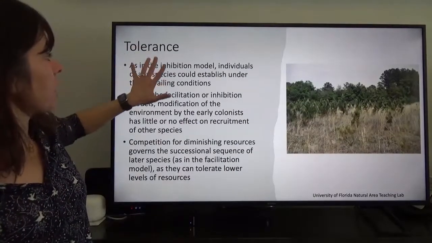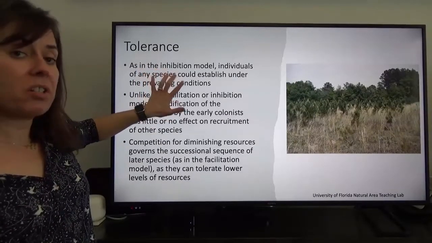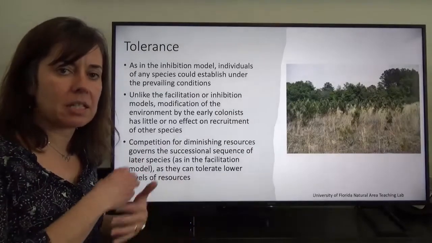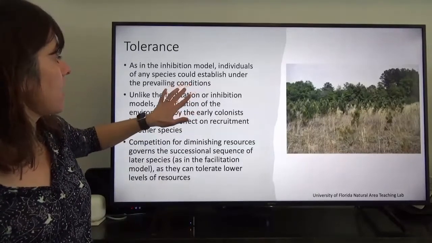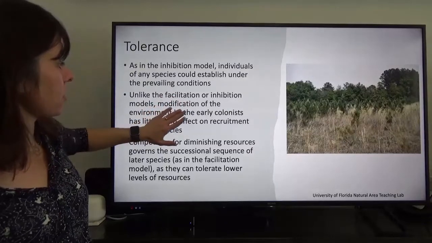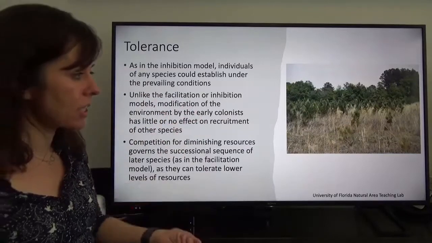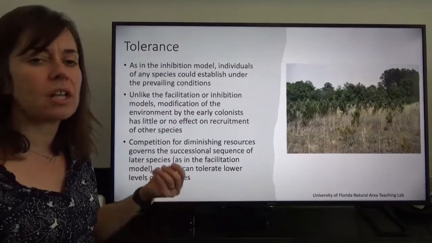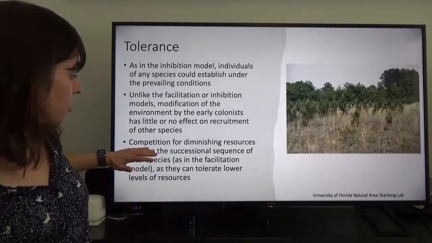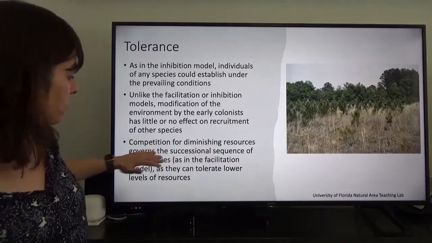Finally, we have the model of tolerance. Just like we saw in the inhibition model, you don't necessarily need a pioneer species coming in. Any species can establish itself under the prevailing conditions. But unlike either facilitation or inhibition models, any modifications that early colonizers make to the environment have little net effect on other species that may come into the system. Basically, the outcome of this successional process is determined by competition for diminishing resources.